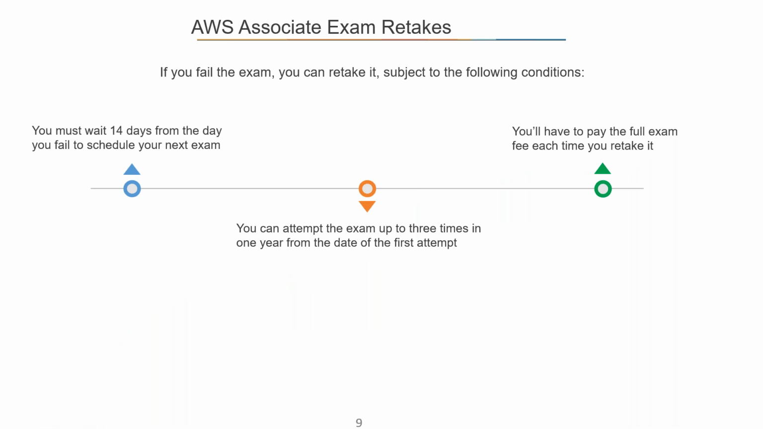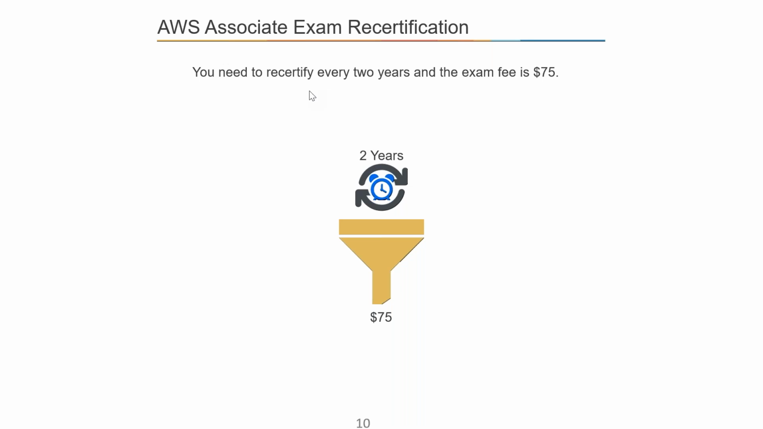In case someone fails the exam, they have to wait at least 14 days from the day they fail before the next attempt. You can attempt a maximum of 3 times in a year from the date of your first attempt, and every time you have to pay the full exam fee. And you need to get recertified every 2 years, and the exam fee is $75.